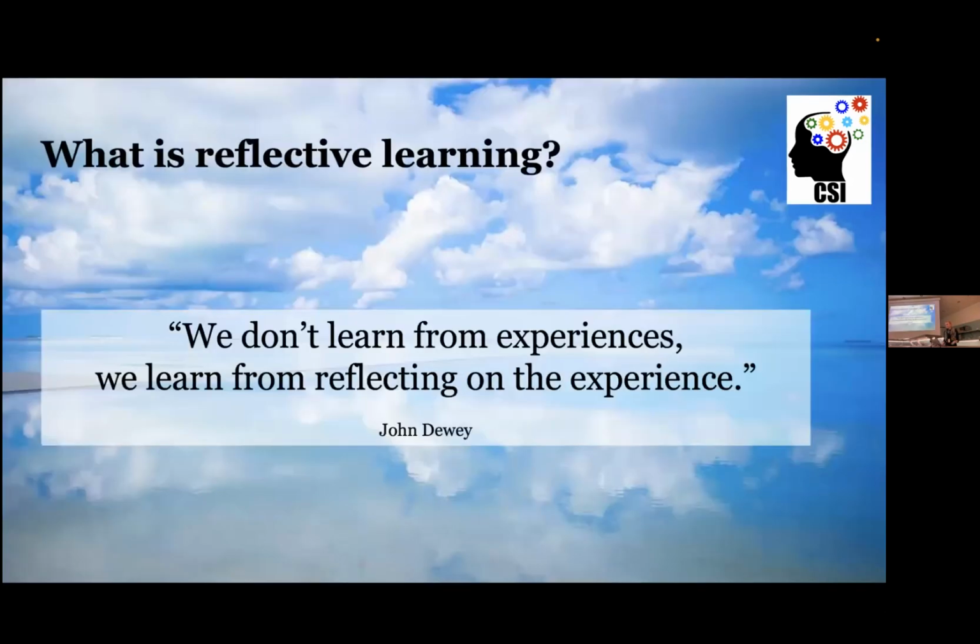Reflective learning is something that came in the late 30s from John Dewey. He's written a lot about it. He's an American philosopher and psychiatrist, and much of the practice of reflective learning comes from writings that he developed. Something that really embodies the essence of his work is: we don't learn from experiences, we learn from reflecting on the experience.